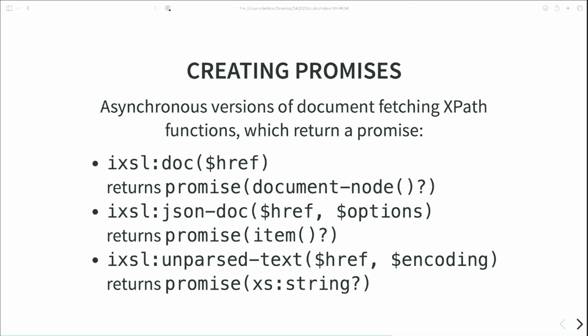So ixsl:doc is like fn:doc and is going to fetch a document, but it instead returns a promise that will return a document. And then you've got json-doc and unparsed-text functions. So doc fetches and parses an XML document. json-doc fetches and parses a JSON document. unparsed-text fetches a resource and returns it as a string. But these are all promise-based versions.